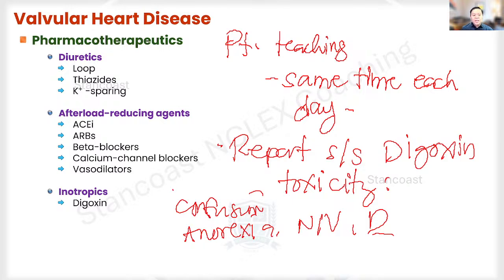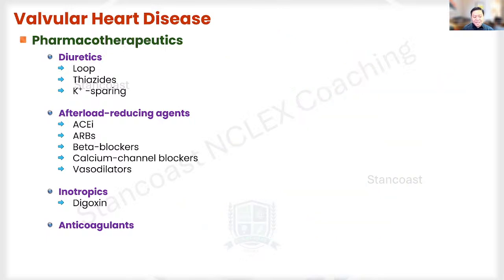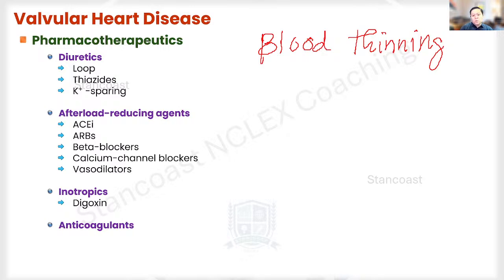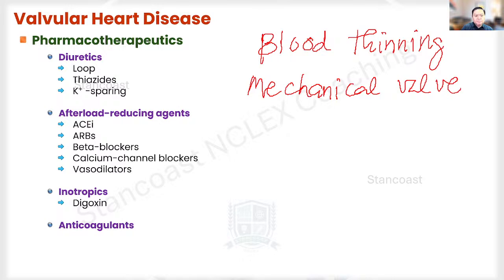Okay. Now, another medication that you will be expecting to administer is the anticoagulant. Why there is going to be anticoagulation? Well, the reason for that is the patient will be needing blood thinning. Blood thinning is needed when they receive a mechanical valve as a replacement. Blood thinners will be needed if they have received the mechanical valve replacement.